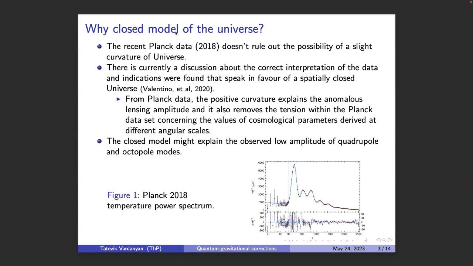Particularly, the authors of this paper claim that from Planck data, the positive curvature explains the anomalous lensing amplitude, and it also removes tension within the Planck data set concerning the values of cosmological parameters derived at different angular scales. Also, it's expected that the closed model might explain the observed low amplitude of quadrupole and octupole modes. As you can see from this picture, this curve is for the flat model, so you can see that there is a lack of amplitude here. So we are hoping that a closed model will explain this part.